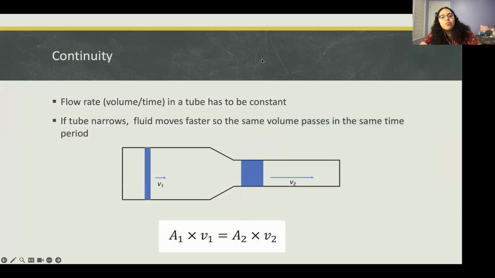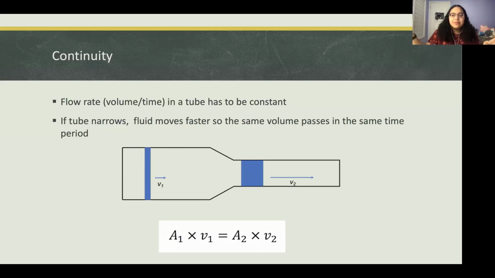Continuity, the equation is A1V1 equals A2V2. The concept behind it is that your flow rate, your volume per time, has to be constant. So A times v, right? You have, say, meters squared times meters per second, which is really meters cubed per second. So that's your volume per time that's passing, and that has to be constant for something incompressible. So if you have a liquid flowing and at one point you have 5 liters per second flowing, for that to be a constant flow, you can't have 3 liters per second flowing at another part and then 8 liters per second at another part.